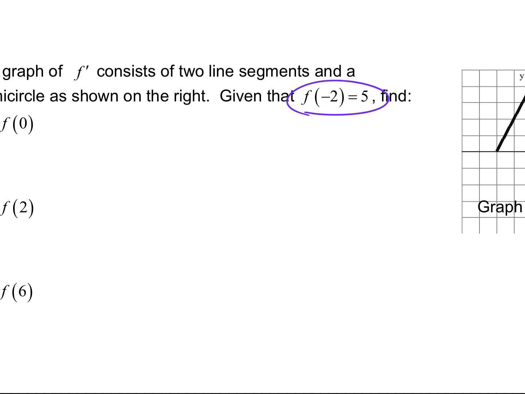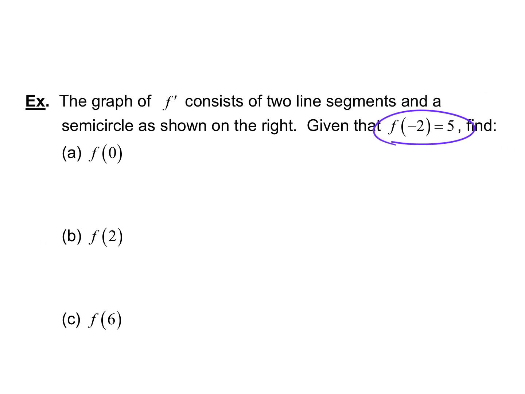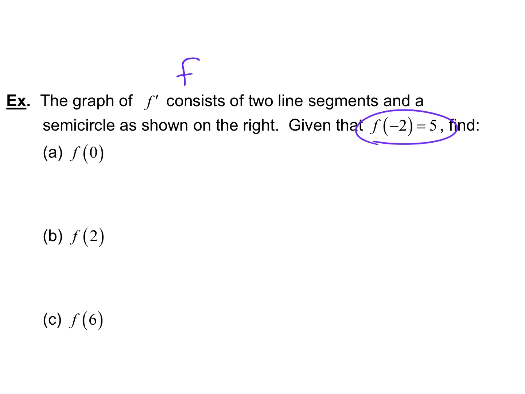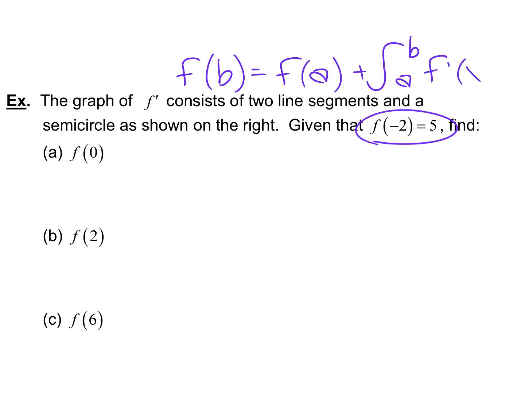So I'm still going to be thinking, and again, you don't have to write this part down, but I'm still thinking, how does this apply to my f of b is equal to f of a plus the integral from a to b of f prime of x dx? You'd have to put the -2 in the f of a. Okay, so -2 is my f of a because 0 is after -2, yes? So let's set it up for just part A.